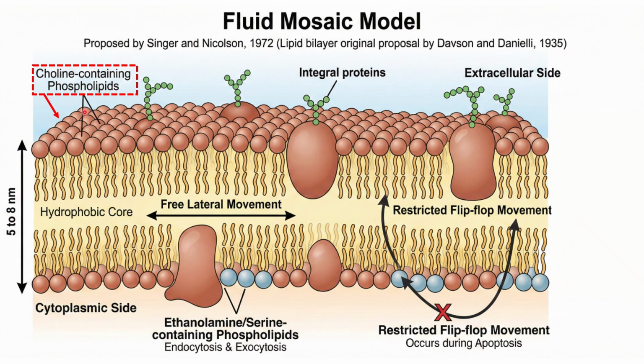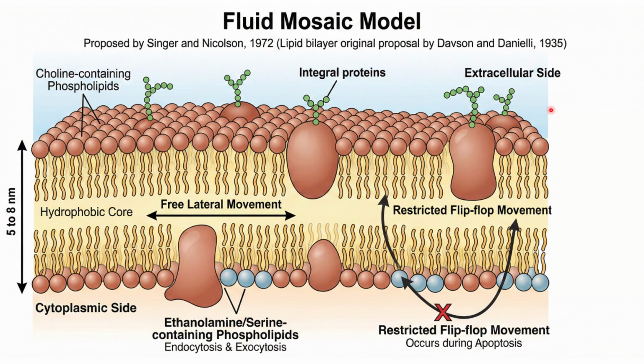As you can see, the upper layer is mainly rich in phospholipids containing choline, phosphatidylcholine, whereas the lower or inner layer is rich in ethanolamine or serine containing phospholipids, that is, phosphatidylethanolamine or phosphatidylserine. Then each layer can be considered as a leaflet.